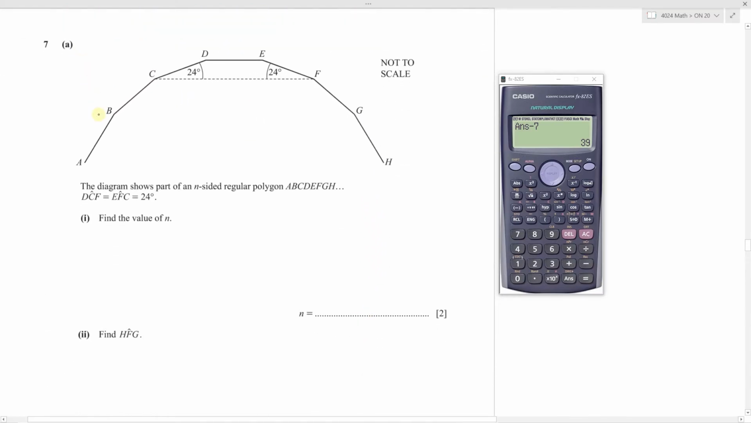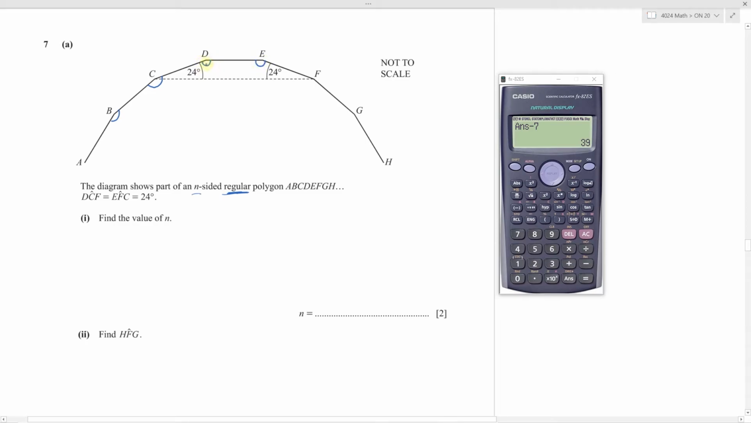Question number 7, part A. The diagram shows a part of an n-sided regular polygon A, B, C, D, E, F, G, H, and so on. You're given these two angles are 24 degrees. Find the value of n. So it is an n-sided regular polygon. That means each of these angles of this polygon is equal.